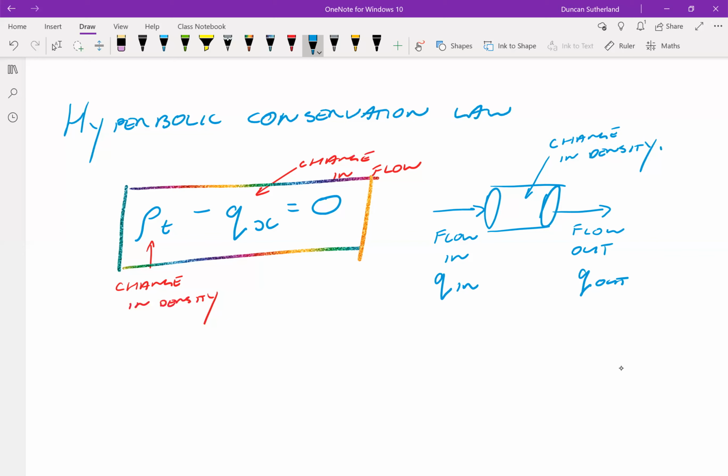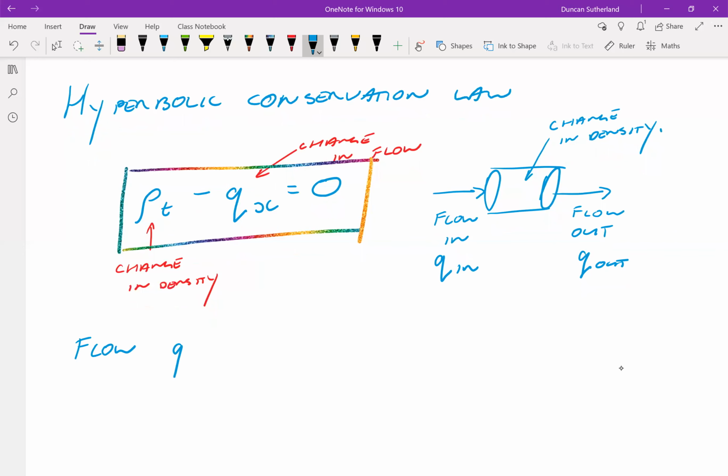So we've got to think about what flow means now. Flow, Q, which depends on space and time, is the product of density of stuff times the speed that the stuff is moving. This isn't our information speed, by the way. It isn't a wave speed. This is the speed of the particles of stuff or the elements of stuff.